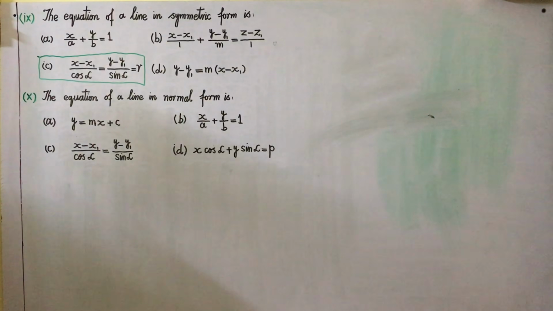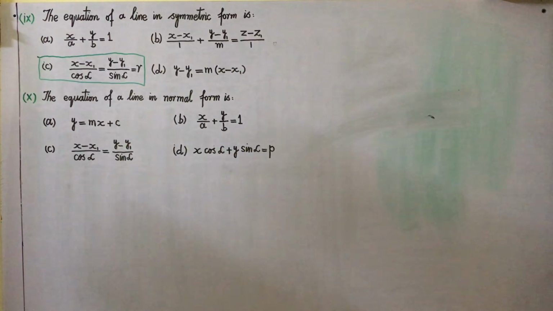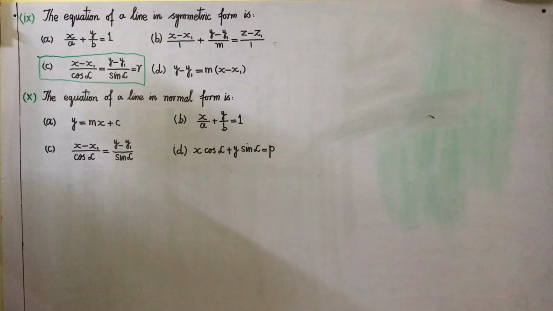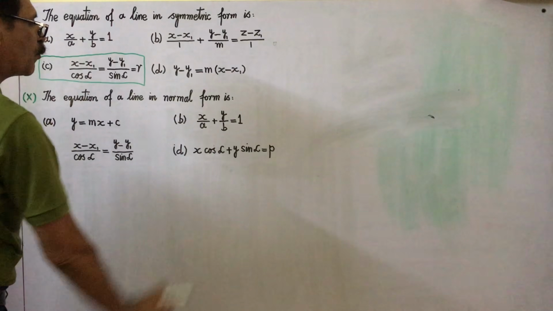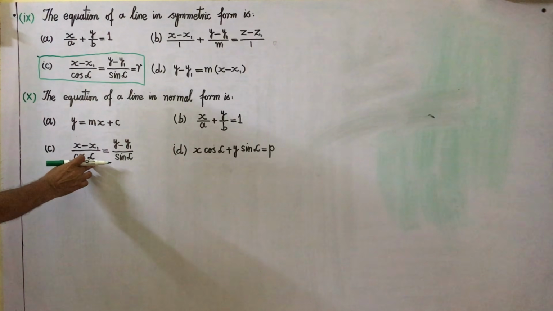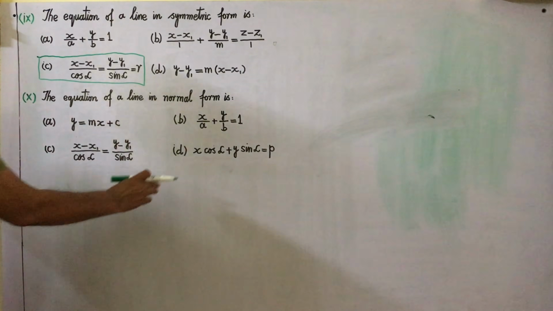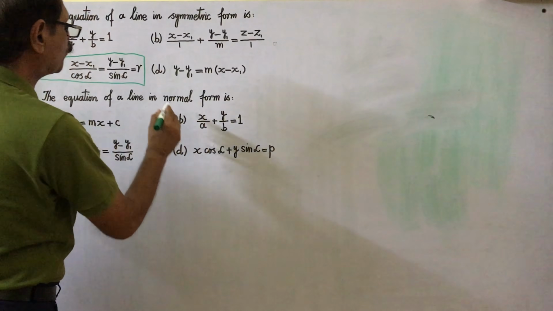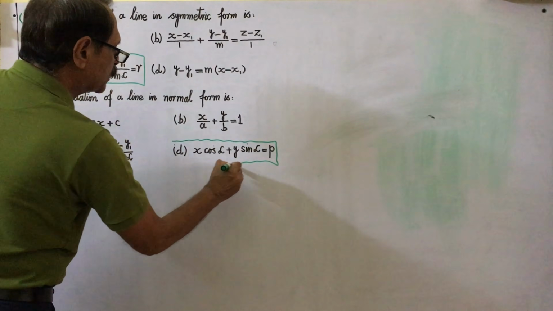10th MCQ. The equation of a line in normal form is: A option, y is equal to mx plus c, no. B option, x over a plus y over b is equal to 1, no. C option, (x minus x1) over cosine of alpha is equal to (y minus y1) over sine of alpha, no. D option, x cosine of alpha plus y sine of alpha is equal to p is the normal form. So option D is correct.